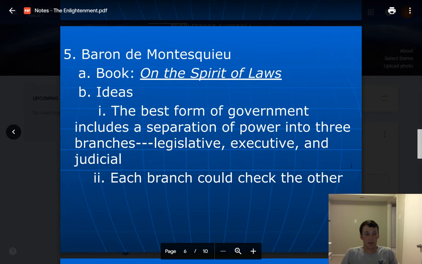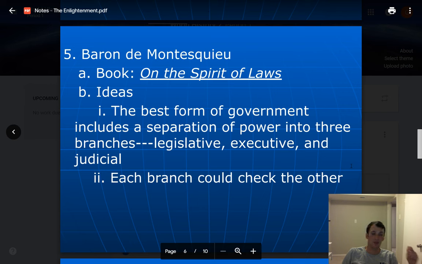Montesquieu writes what's known as On the Spirit of Laws, and what he goes on to talk about is that he feels that the best form of government is going to include what he calls separation of powers, okay? And this is important for tomorrow. You should really be familiar yourself with that term, separation of powers. So Montesquieu feels that the point of this whole idea of separation of powers is effectively to limit the amount of power that one group or one person can actually have, right?